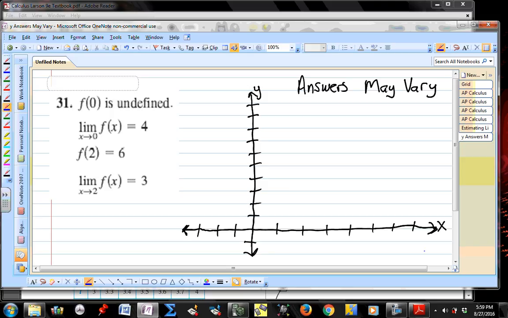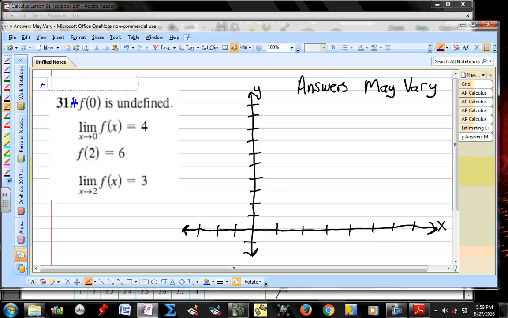Now, for starters, I just want to make clear that there's many different answers that can be correct and meet this criteria. So answers might vary, but here are some of the things we'd look for. For starters, let's start with this first statement. f of 0 is undefined. That could mean a bunch of different things.